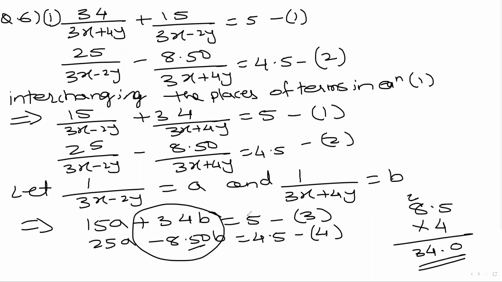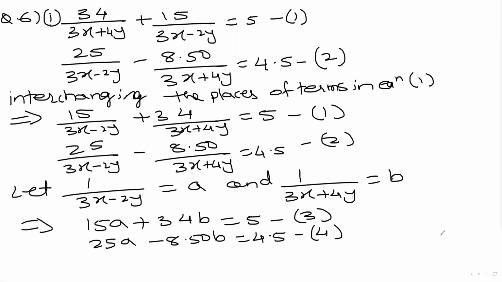It becomes very easy if we multiply equation 4 by 4. If you multiply equation 4 by 4, you get minus 34b, and then you can add both the equations. Very easy. You'll get the value of it. All right, so write: multiplying equation 4 by 4 to get.